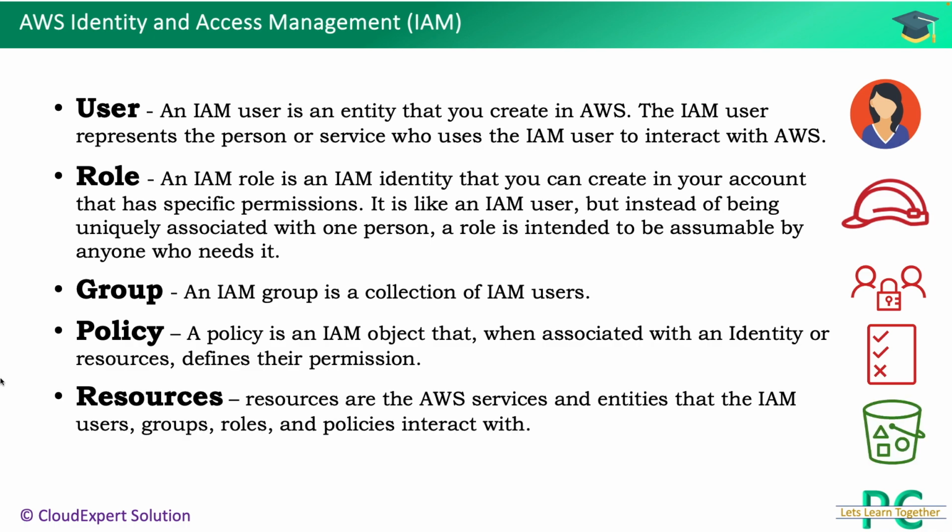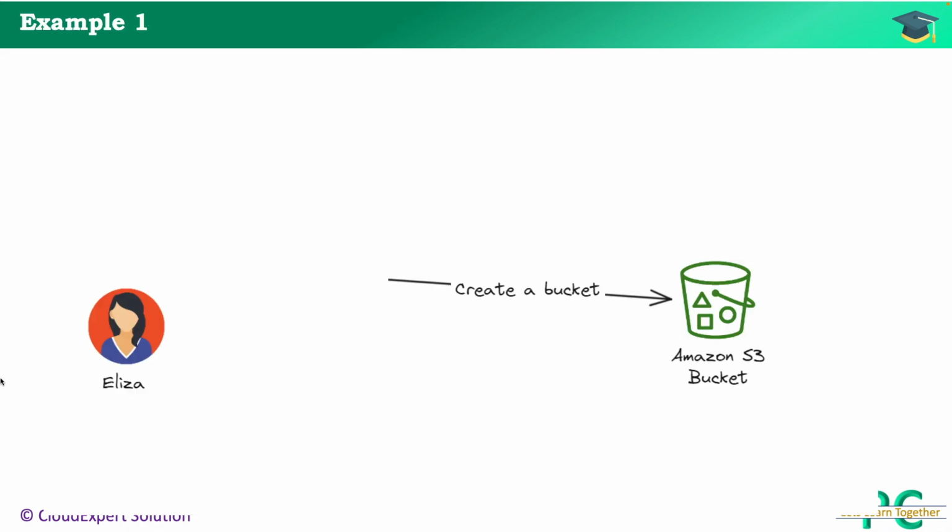And last but not least, resources. Resources are all the AWS services that entities like IAM users, groups or roles access, and policy helps them to define who has access versus who is not allowed to access that resource. Now let's see an example and clarify all those 5 tuples or main attributes of IAM.